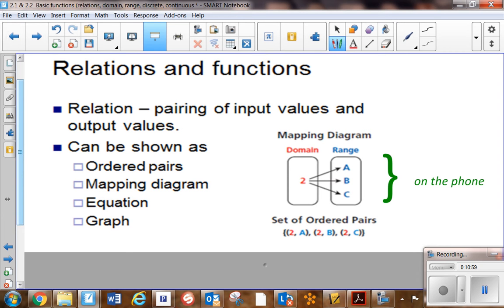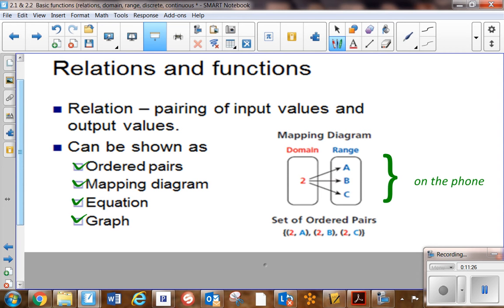And they can be shown as ordered pairs, which I showed you. They can be shown in a mapping diagram, which was what I showed you. This is actually the way to do a mapping diagram officially. They put a little rectangle thing to draw arrows. That's called a mapping diagram. You can also find relations expressed in equations, which I'll show you some in a minute. And you can also find them expressed in graphs, which I'll show you in a minute.